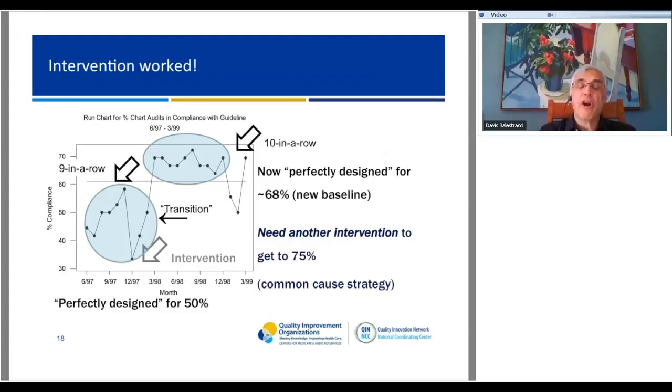So as I just said on the chart, and this shows it more visually, we had a process that was perfectly designed for 50%. She intervened, there was a transition, and it leveled off to where she is now perfectly designed for 68%. So I now have a baseline so that if she makes another intervention, we can see whether she bumped that needle to achieve her 75% goal. Now, what it's going to take in this case is a common cause strategy, which will be my lesson 4.